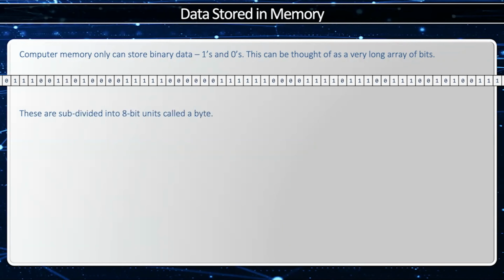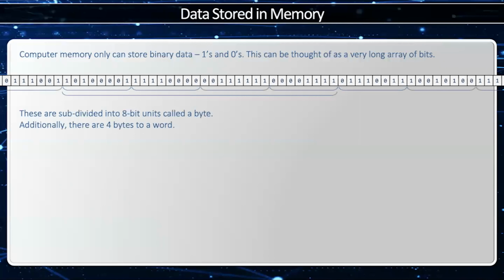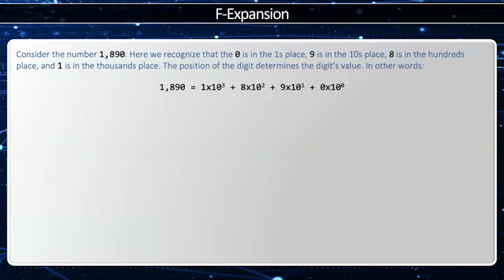These are subdivided into 8-bit units called bytes, and here's a collection of bytes. And there are additionally 4 bytes in a word, and this is a 32-bit or 4-byte word. How do we turn these bits, bytes, and words into numbers? We need to assign each bit to a power of 2.